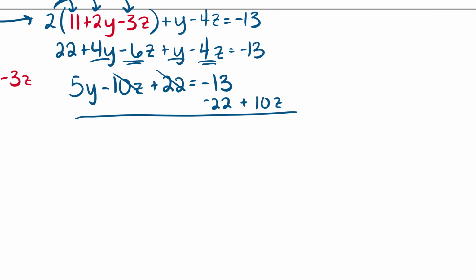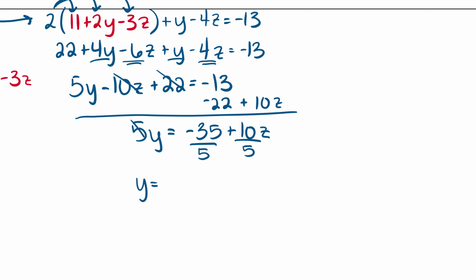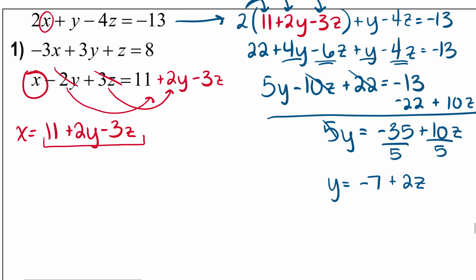And now I have 5y. So negative 13 minus 22 is negative 35 plus 10z. And look at that. Now when we divide by 5 on everything, because we have to, it divides nicely into whole numbers, no fractions. So that's great. So we have y equals negative 35 over 5 and 10 over 5z. And there's y.